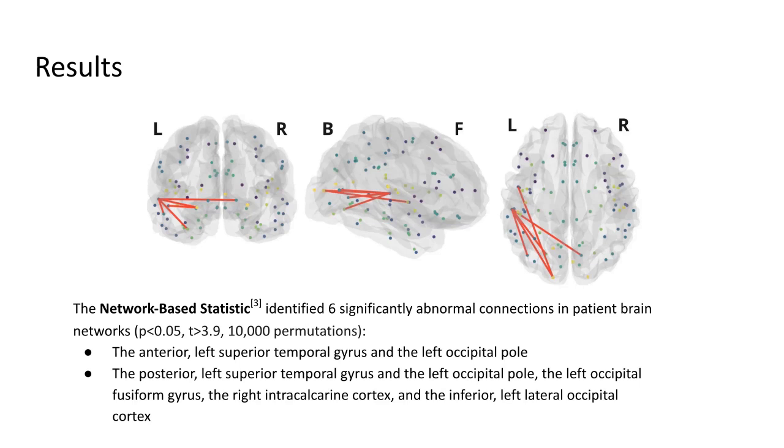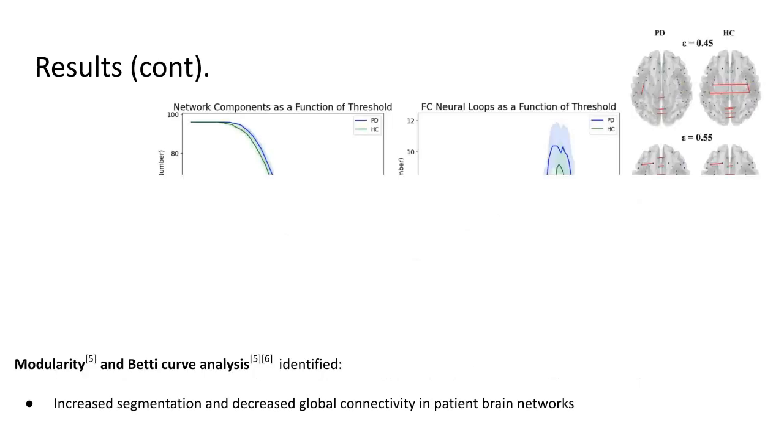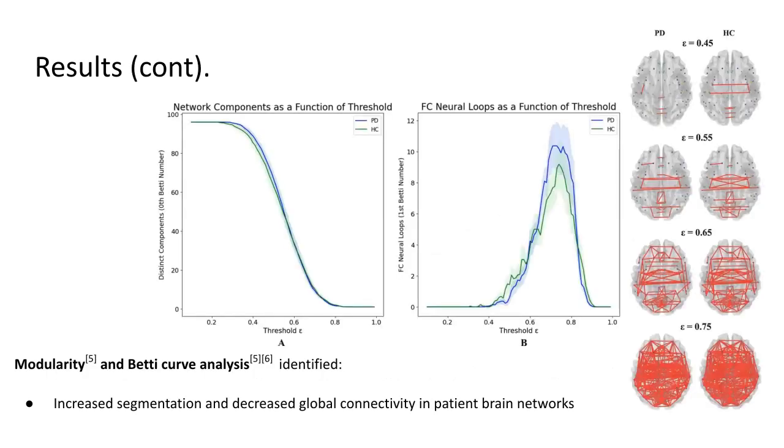These regions demonstrated a significantly different connection strength between the controls and patients, indicating that the presence of PD disrupts normal, healthy functioning in these areas. The connections identified to be abnormal in the patients by NBS may also cause shifts in the general network structure and clustering in patient brain networks.